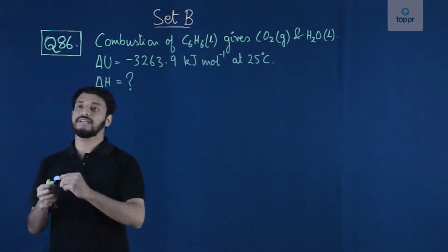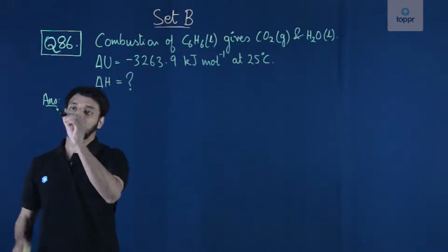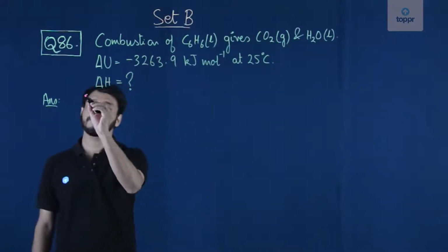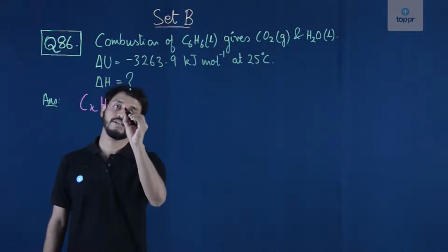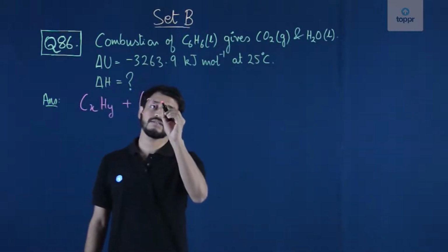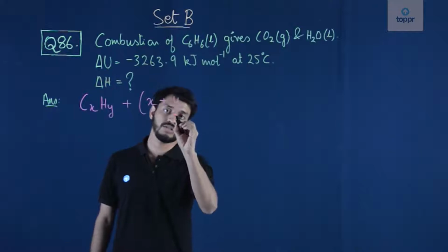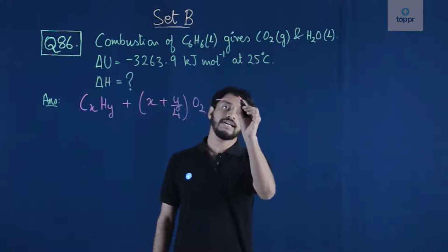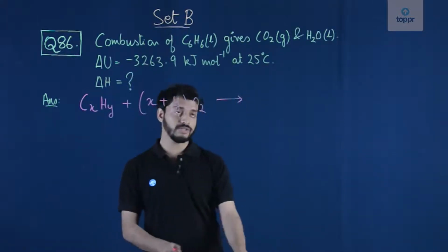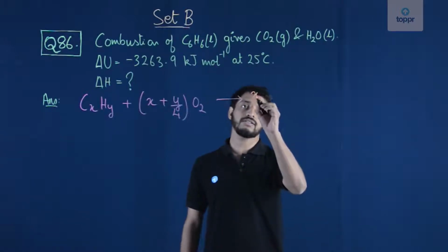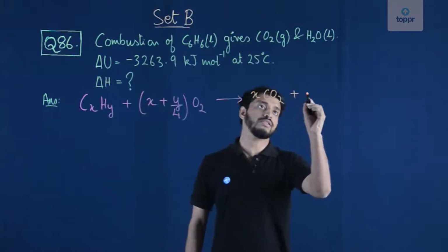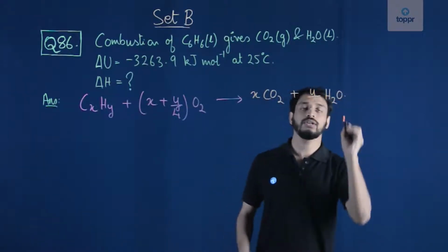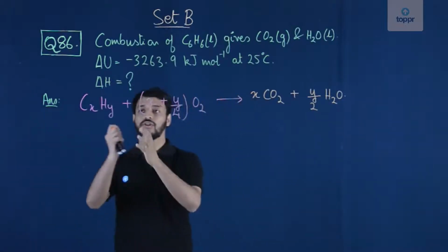Before answering it, we know that if we talk about the combustion of any hydrocarbon, it can be represented as CxHy plus (x plus y by 4) O2. This is very important, you should know this. This will give us x CO2 plus y by 2 H2O. So this is a general reaction which follows.